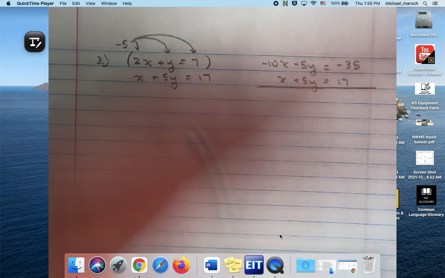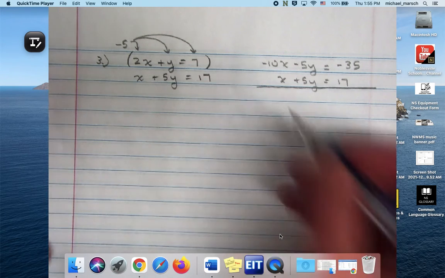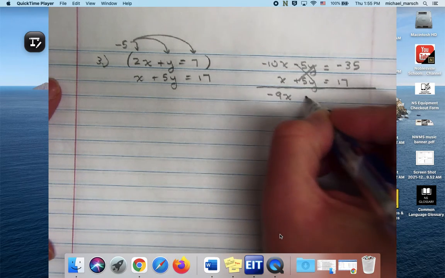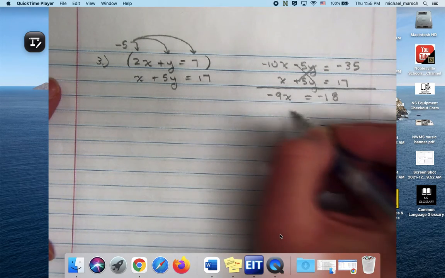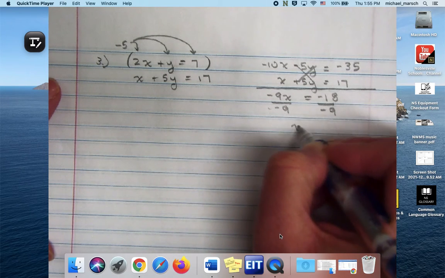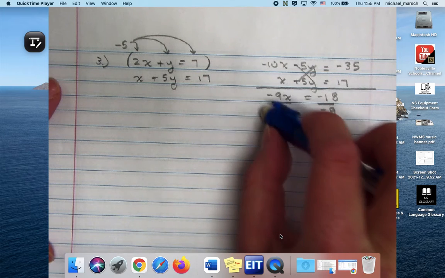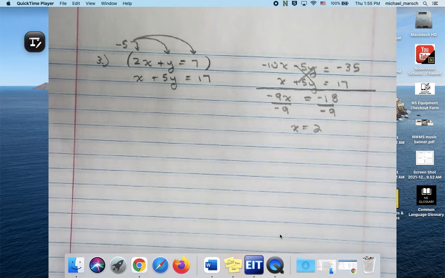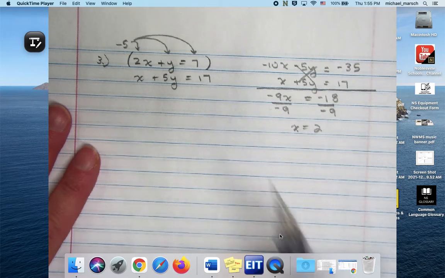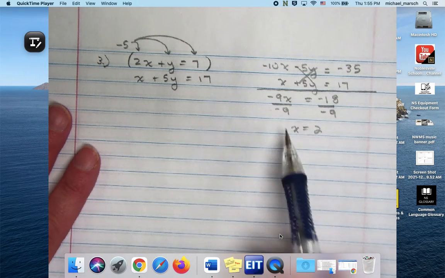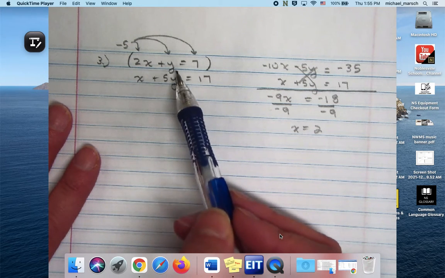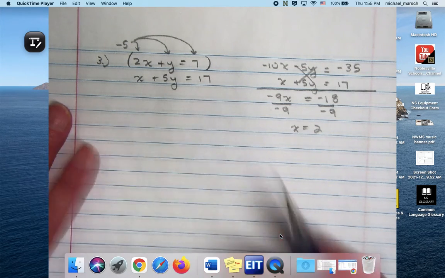So now I can work through this problem just like I did on the previous two. I'm going to have negative 9x. These are now gone, equals negative 18. x will be 2. And then I'm going to put that x value back into either of these original equations. It doesn't matter which one. And then you're going to get your y.